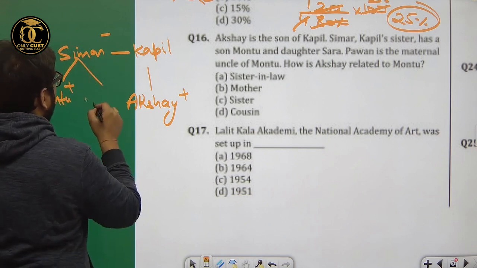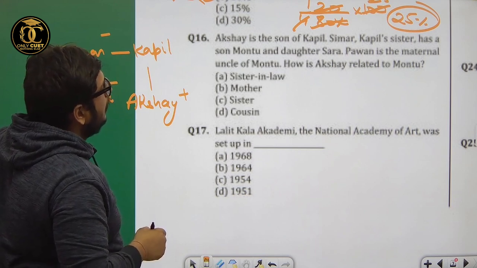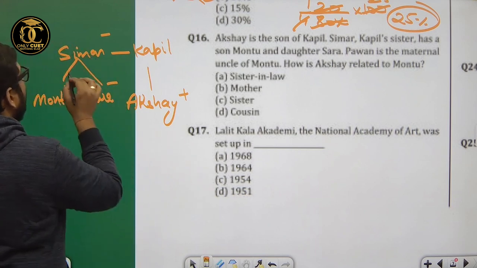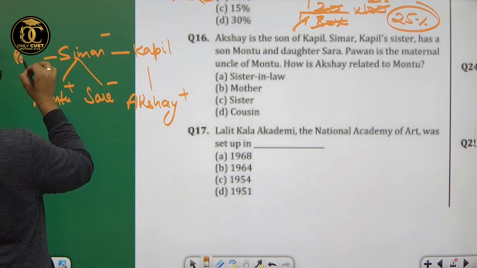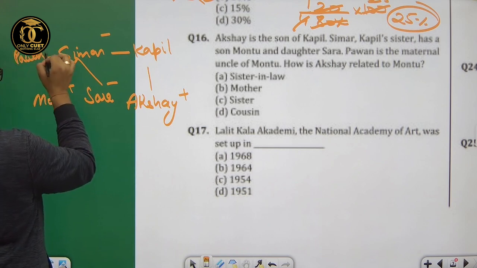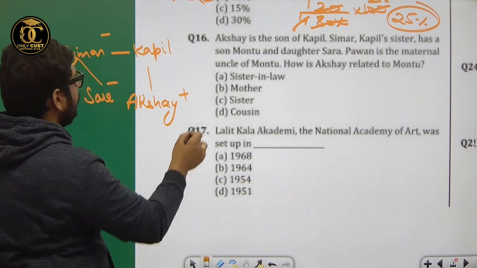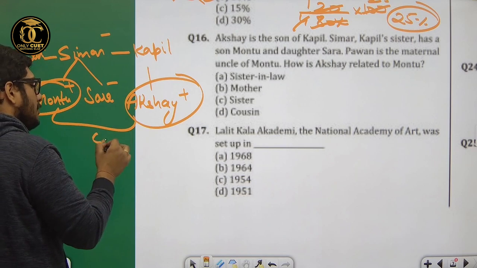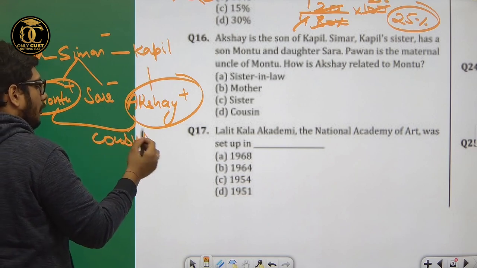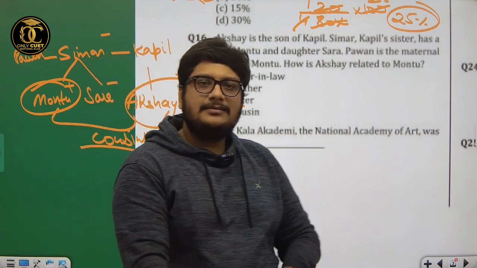And a daughter Sarah. Pavan is the maternal uncle of Montu. That means brother of Simar. So Pavan is the maternal uncle of Montu. Question is asked, how is Akshay related to Montu? How are they related? They both are cousins. Option D, cousin. Easy one, guys. Easily doable.